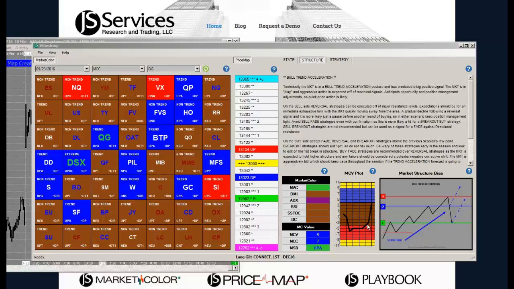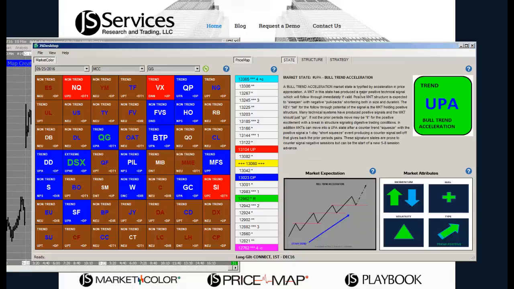So the long gilt had a big signal transitioning through the neutral zone and generating a buy signal. It started out in the neutral area and is just getting into the buy area, so it is generating actually a bull trend acceleration condition. So we have a market that had a big technical positive signal that will follow through immediately if valid. The positive market structure is expected to steepen. This is our expectation of price action: good positive momentum.